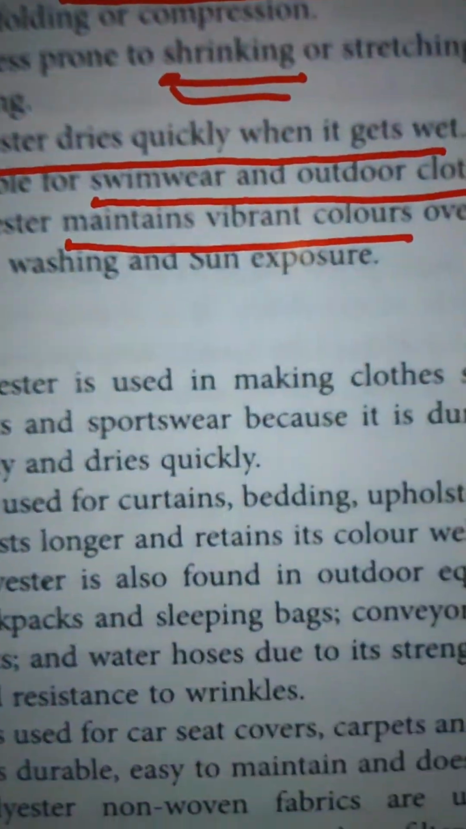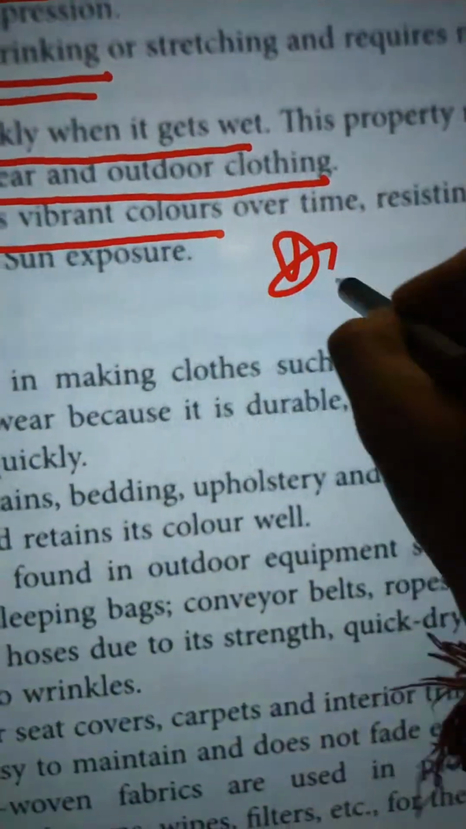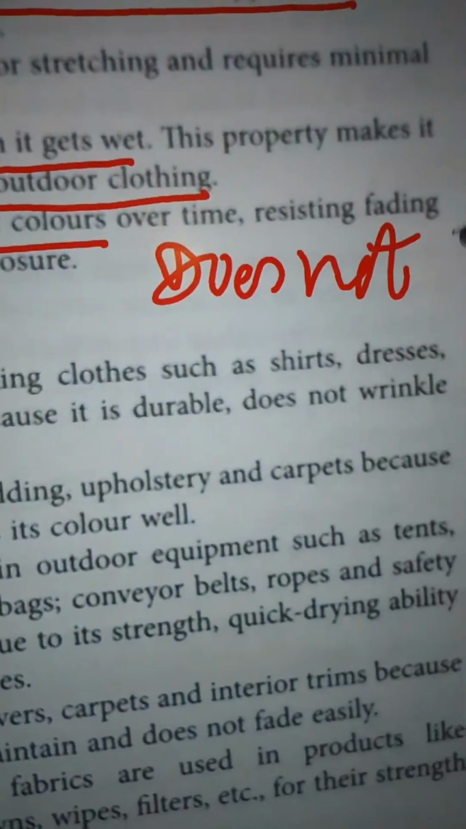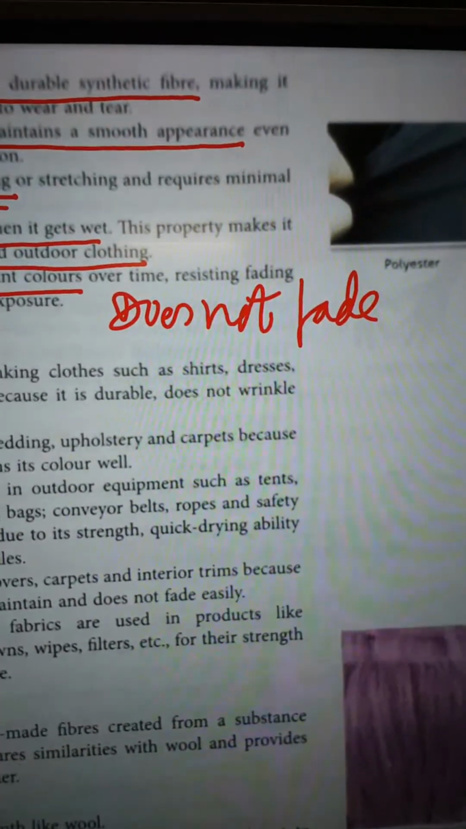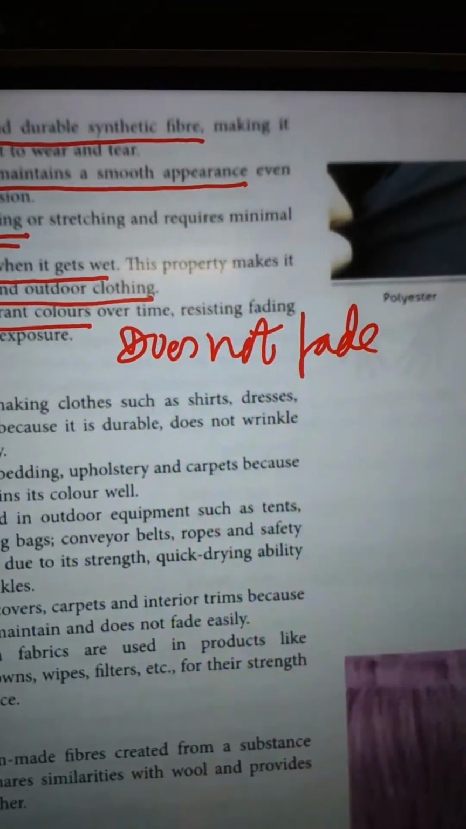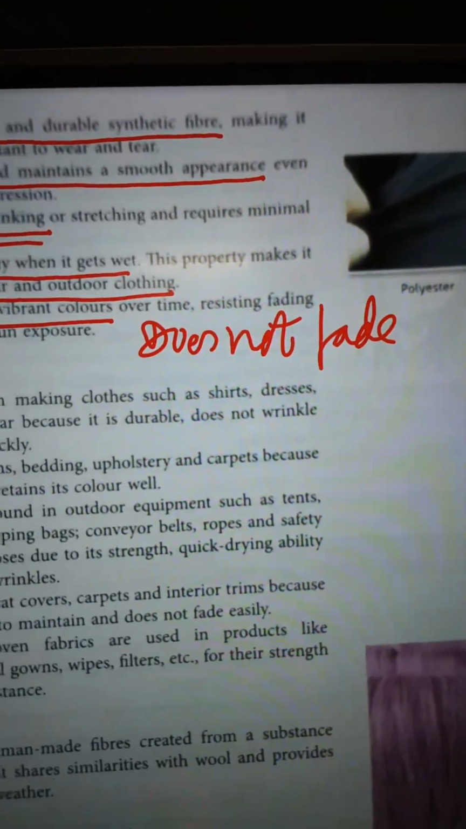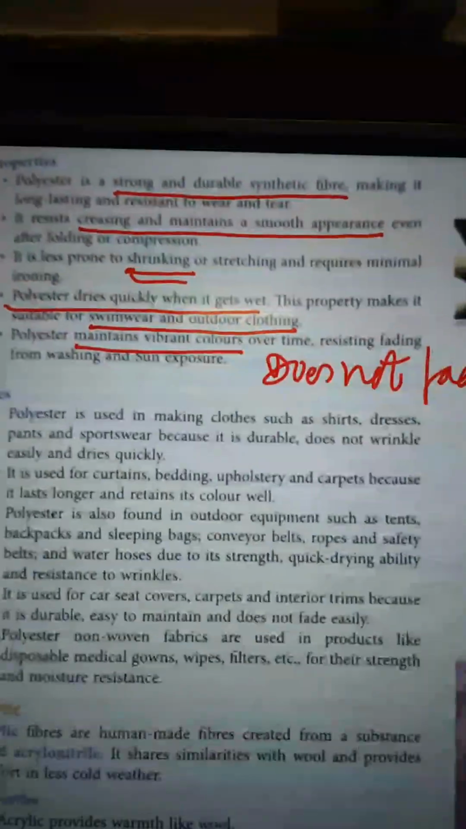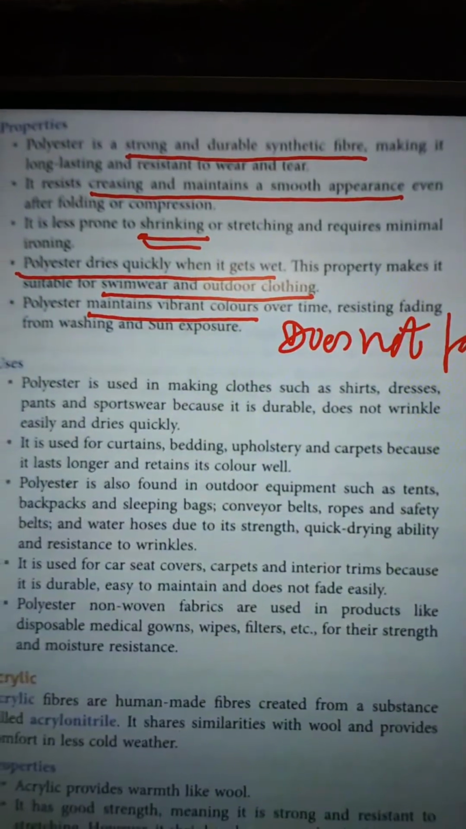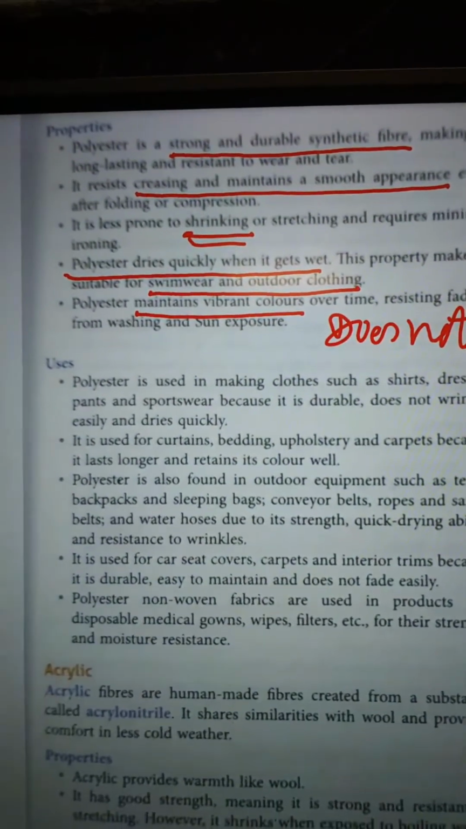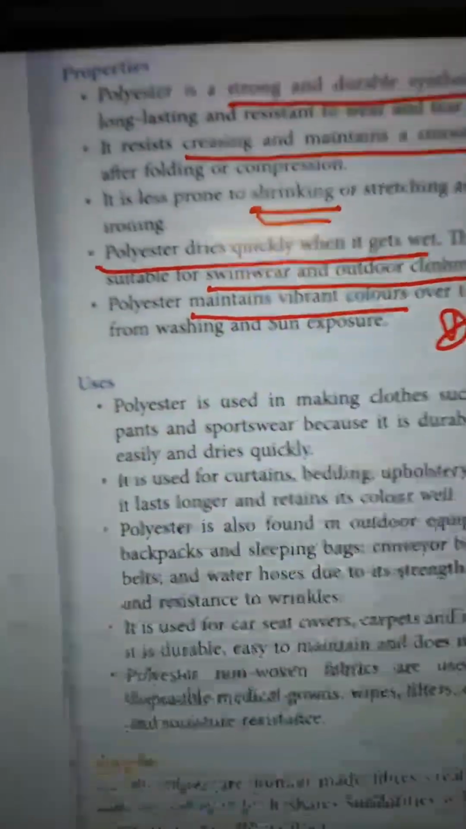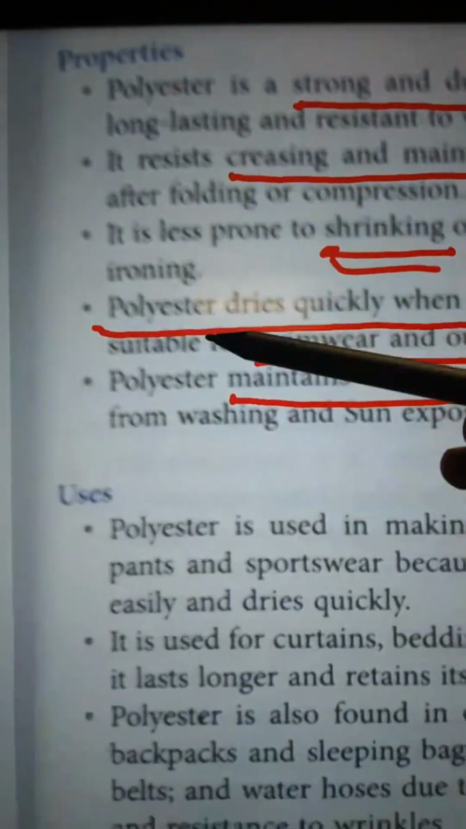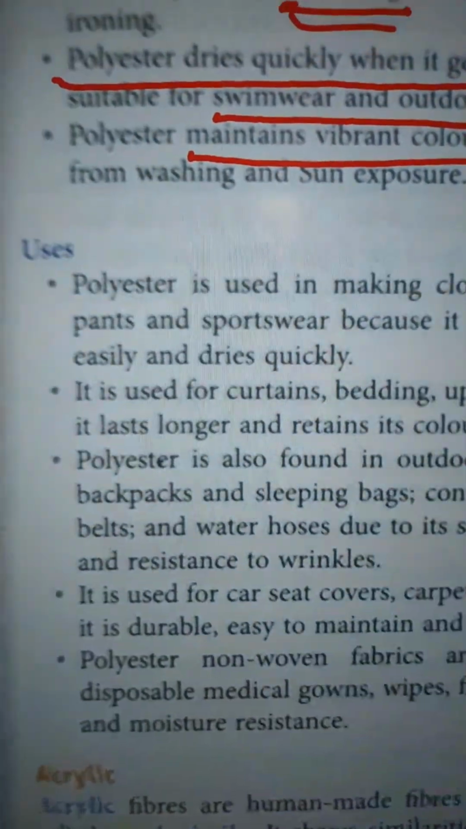And another one, it maintains colors, means it does not fade. Polyester does not fade. If you have any cloth made up of polyester, it will not lose color. If you have any cotton cloth, it will lose its color. That is the property of polyester which makes it useful. Next, what is the use? Based on these properties, these are the uses.